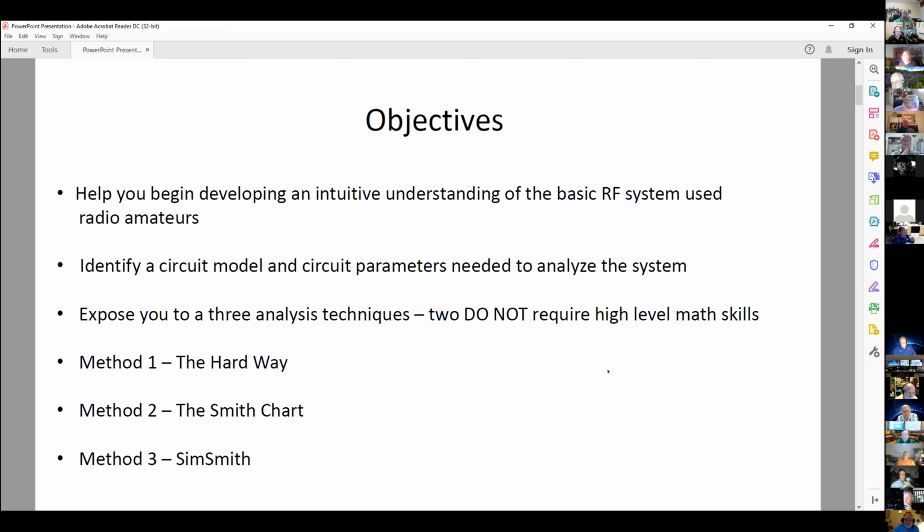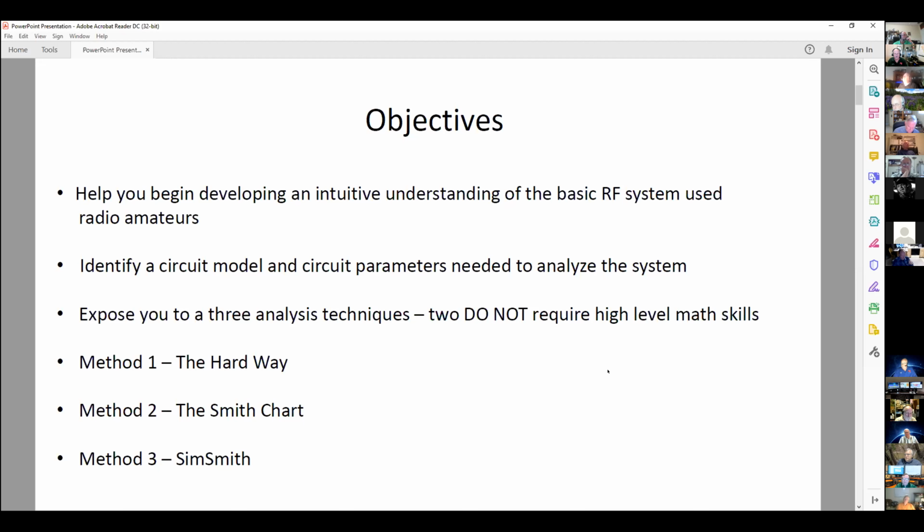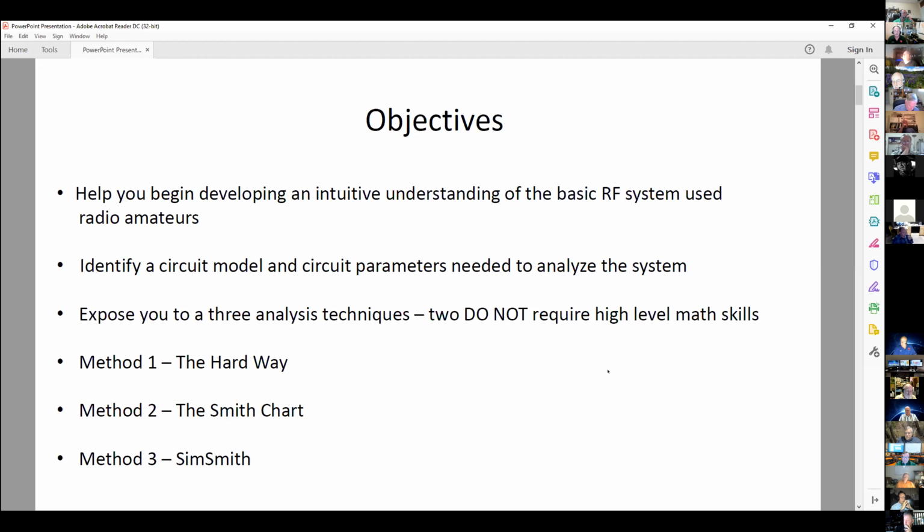I'm going to introduce you to the Smith chart itself, which is basically a plot of the complex reflection coefficient between a load and a transmission line. It's also a nomogram that's used to solve the equations graphically. And I'll talk a little bit about its history in a minute, but introduce you to that approach, and then talk a little bit about some of the pluses and minuses of that approach. And then I'm going to shift over to SimSmith, and I'll introduce you to SimSmith, and then I'll work a couple of examples for you, which I think will accomplish the goal of helping you to start to develop an understanding of these RF systems.